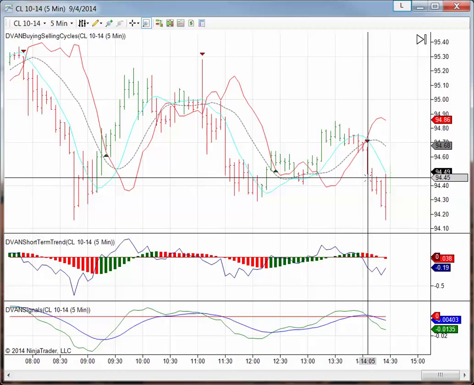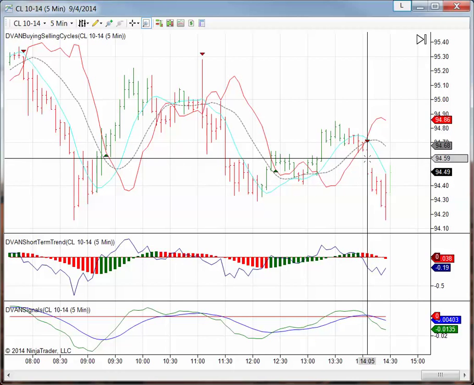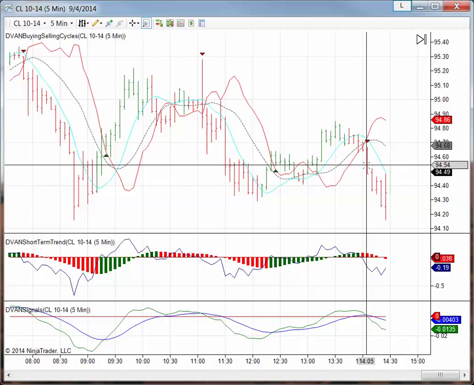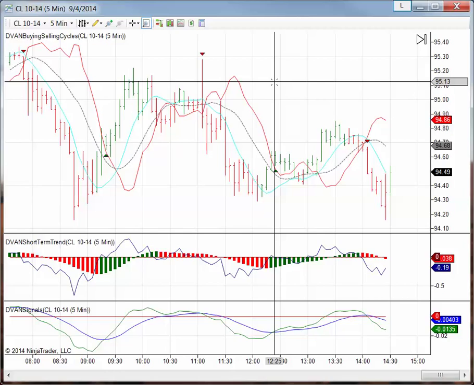The last signal of the day is another short at 14:05, 2:05 p.m. This is meeting all of our criteria and shows another good move. So this is crude oil futures 5-minute chart, divergence analysis on NinjaTrader.